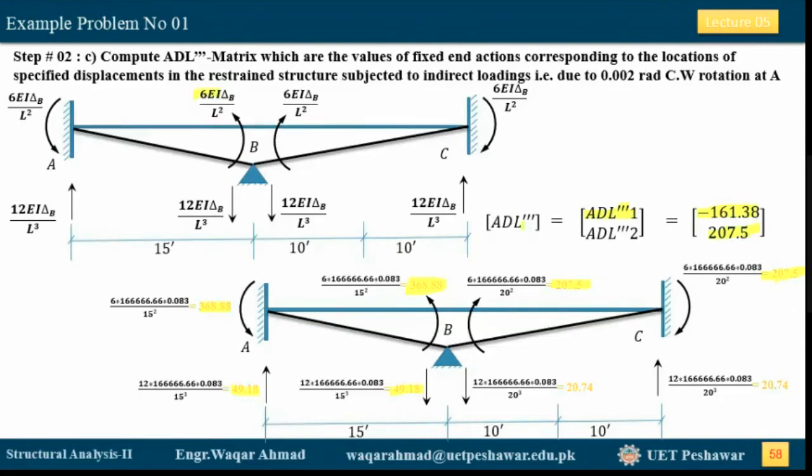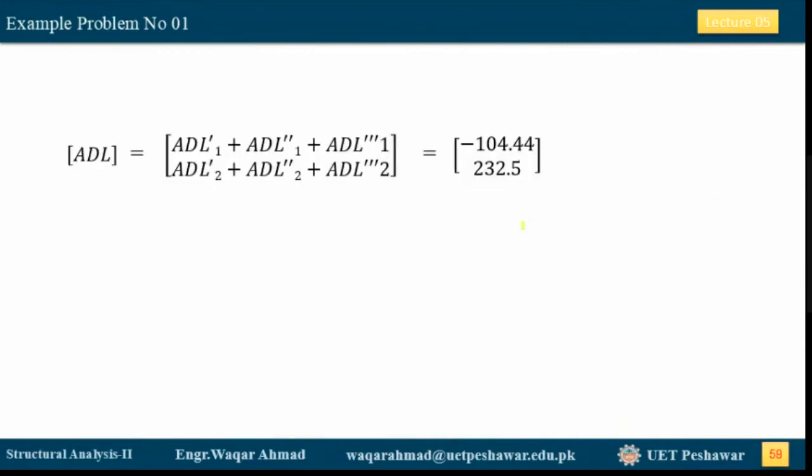So now we need to combine all these values to get our A_R matrix. Adding A_R1, A_R1 single dash, A_R1 double dash and A_R1 triple dash, you get minus 104.44. Similarly, if you add A_R2 dash, A_R2 double dash and A_R2 triple dash, you get 232.5. So now this matrix is our A_R matrix.